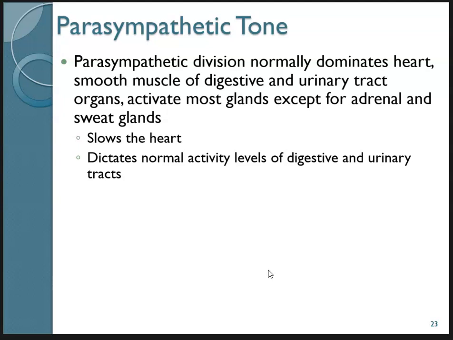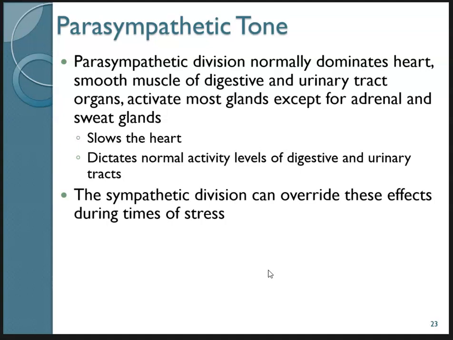Parasympathetic tone, again similar. It's always firing, and dominates in the heart. It slows down the heart. Normally, without parasympathetic innervation, heart rate would be about 100 to 120. Parasympathetic brings it down to 60 to 72. Normal activity of our digestive tract and urinary tract is, again, kept going by our parasympathetic organs.